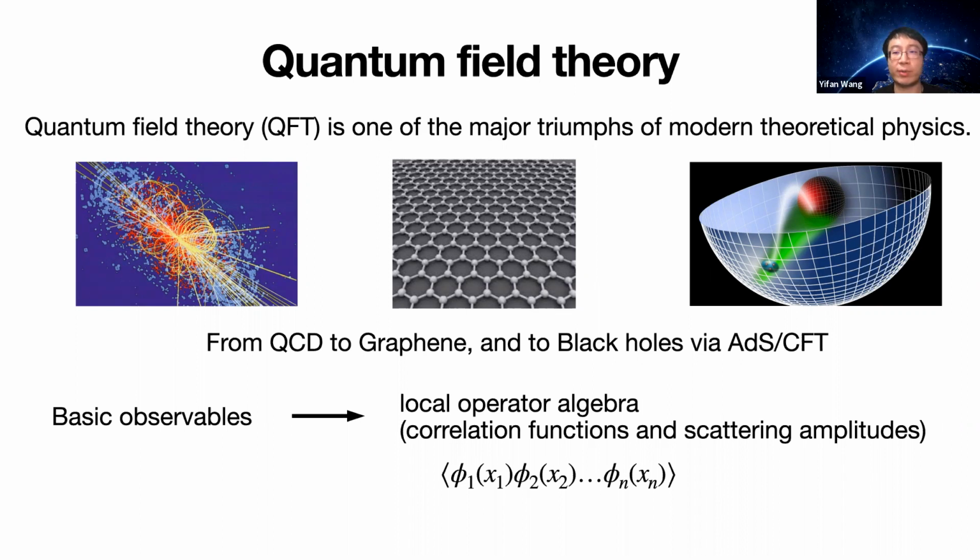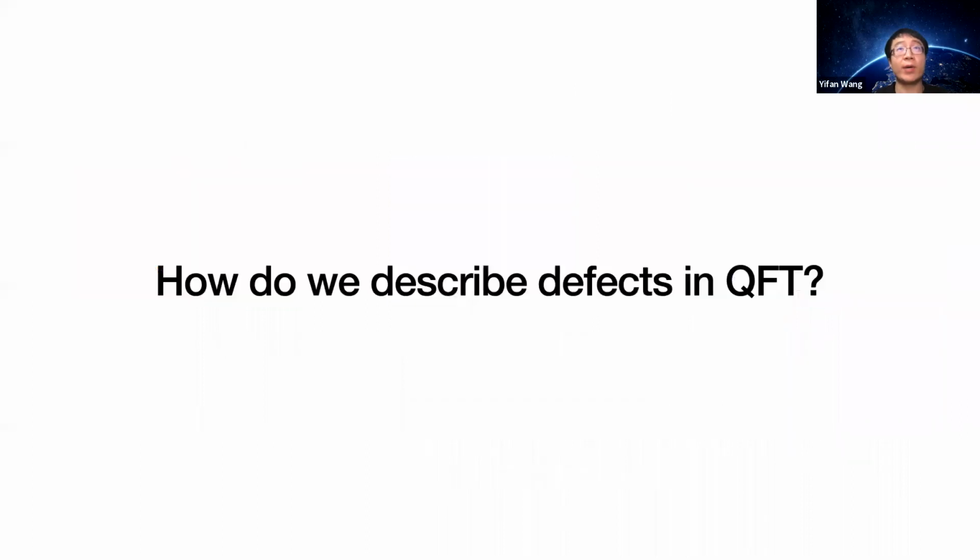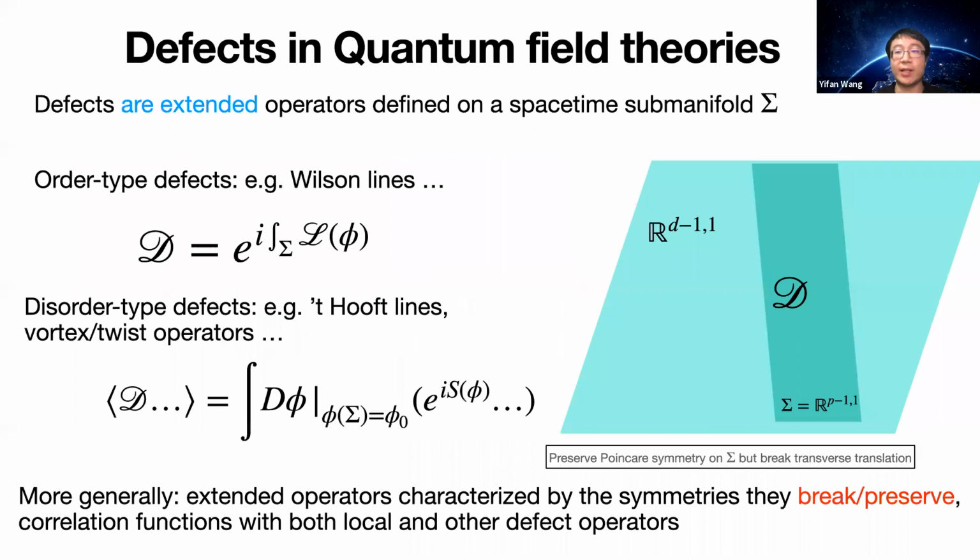To do that, we should first remind ourselves that the basic observables in quantum field theory are the local operator algebra, or in other words, correlation functions of local operators and scattering amplitudes with external states that are created by these local operator insertions. So how do we extend this? Well, the extension is quite natural. Instead of considering local operators, we should allow ourselves to consider operators defined on some higher dimensional submanifold of your spacetime. So suppose you have some d-dimensional quantum field theory, and you can consider some p-dimensional submanifold sigma.